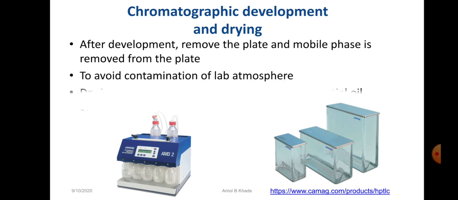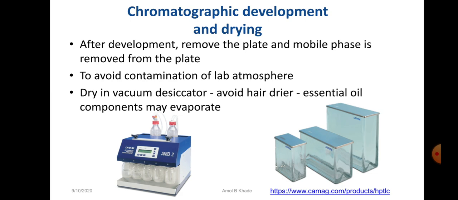by these instruments. So we can use a vacuum desiccator for drying, and we usually avoid the hair dryer, because the essential oil components may evaporate during this, and we can avoid the contamination. Then after development we can remove the plate, which we have already discussed.